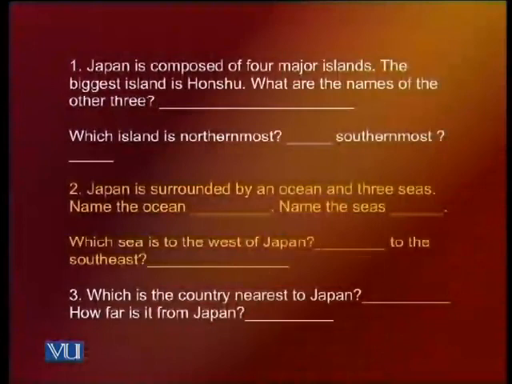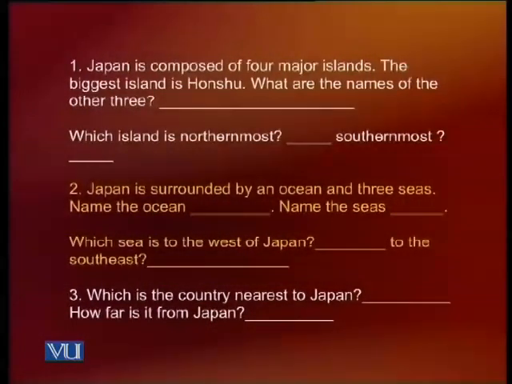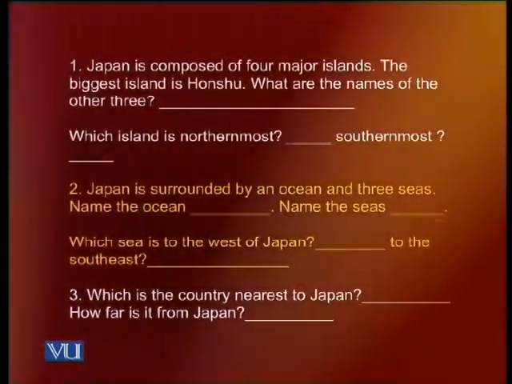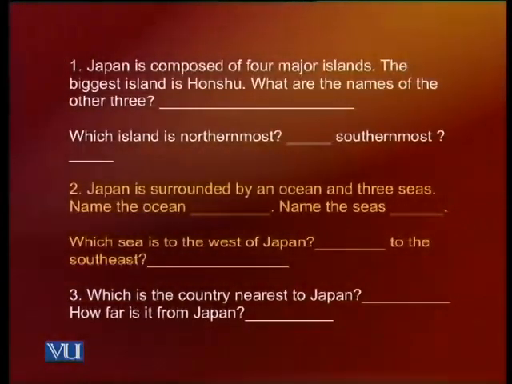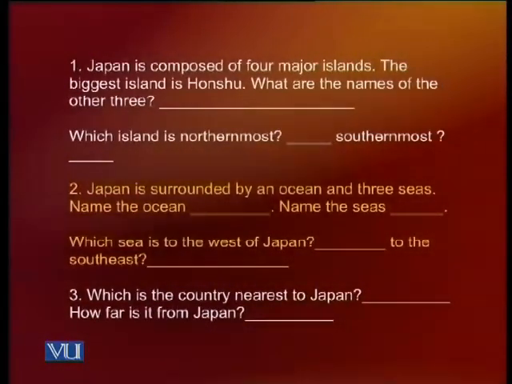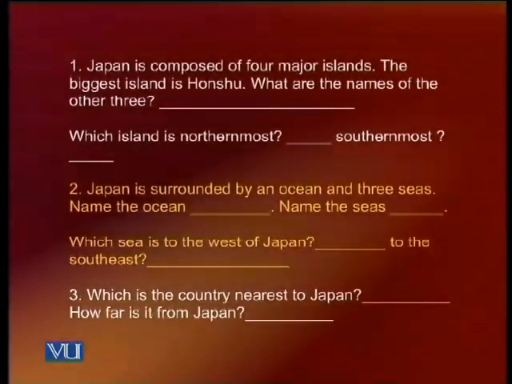Which sea is to the west of Japan? It's the Sea of Japan. And to the southeast, the Philippine Sea. Number 3. Which is the country nearest to Japan?